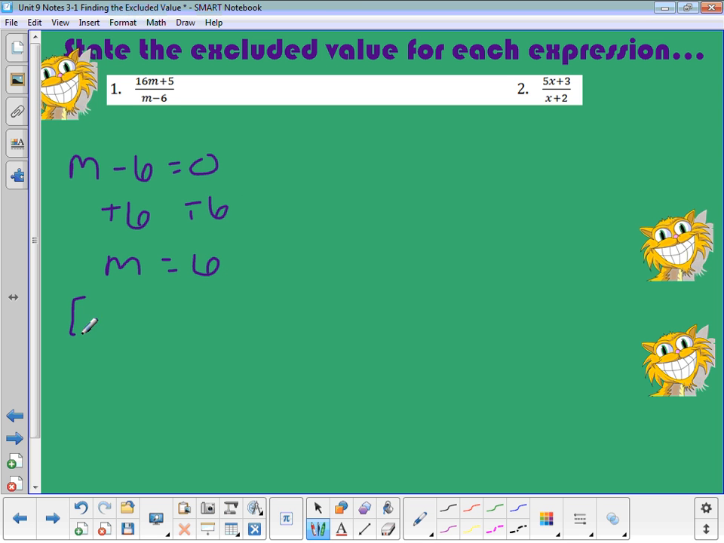Now when we're writing excluded value, I sometimes just abbreviate it EV. So the excluded value is that m cannot be 6. That's really all we're doing for this.